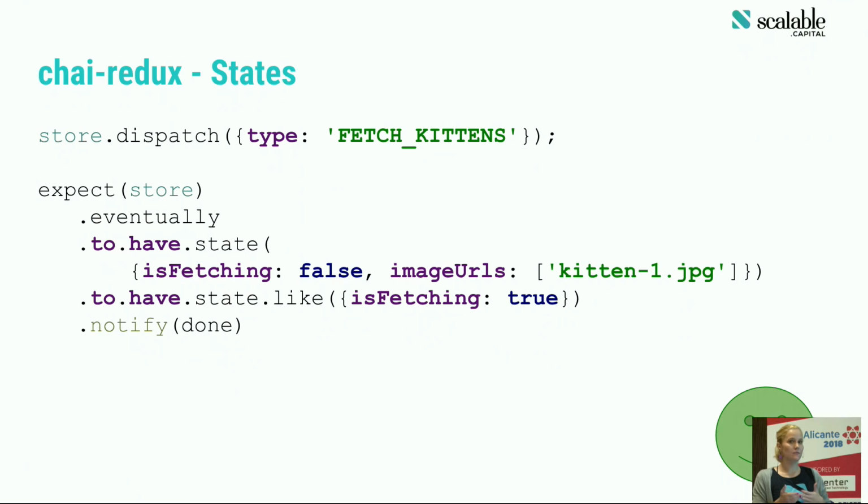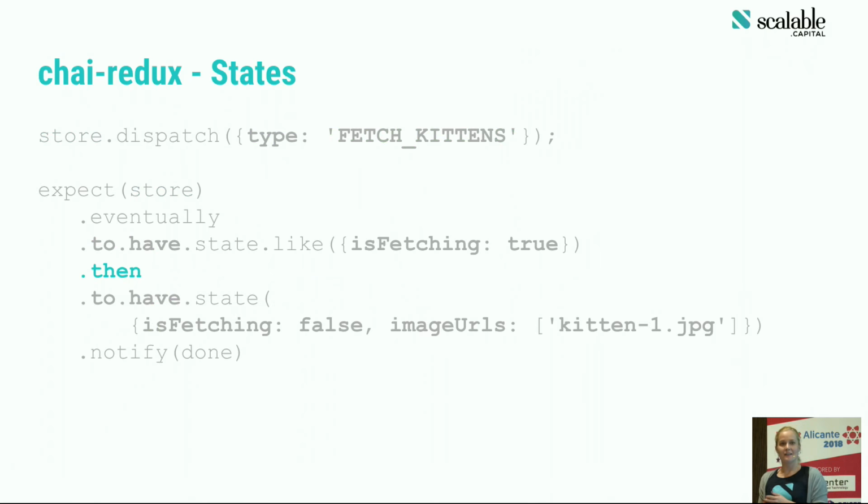We don't say it needs to be there in an order, just at some point within the lifetime of that Redux store, it needs to be there. That said, we might be interested in the order. So that's basically the last keyword we did, and that's then. So we would say we expect the state to be is fetching true and then to have the images. And now what it would do is it would actually wait until both of these states have happened in that exact order.